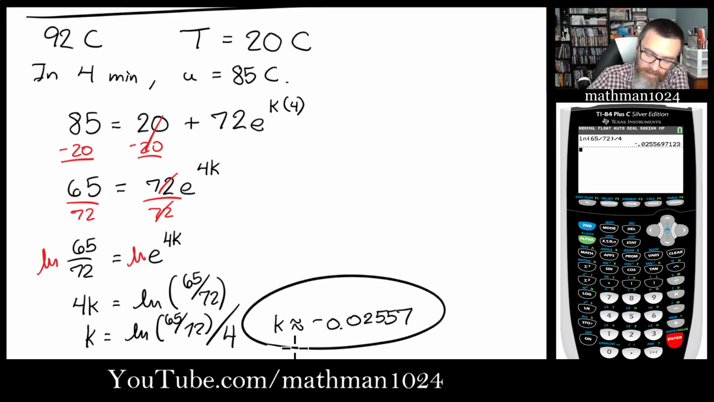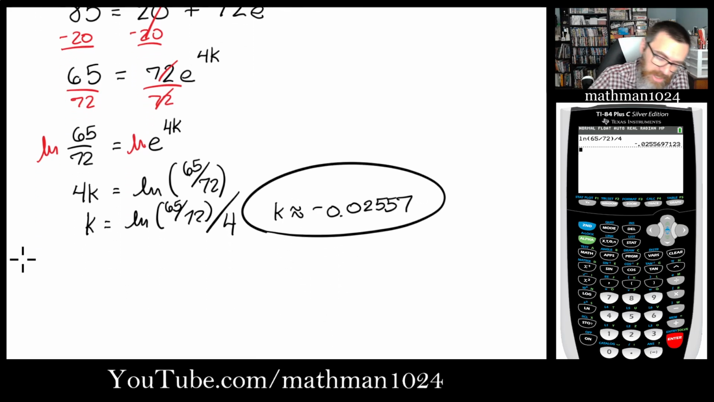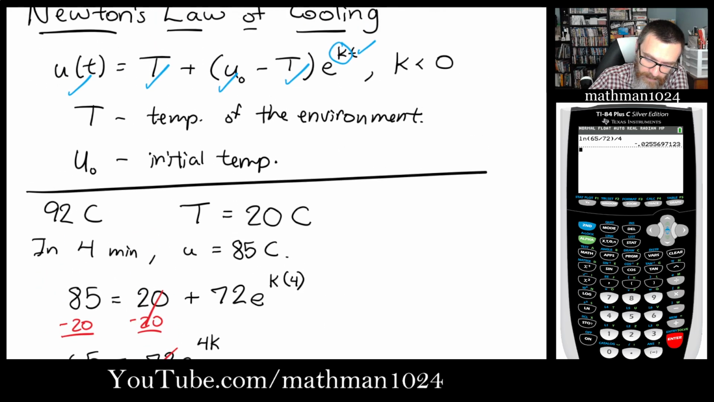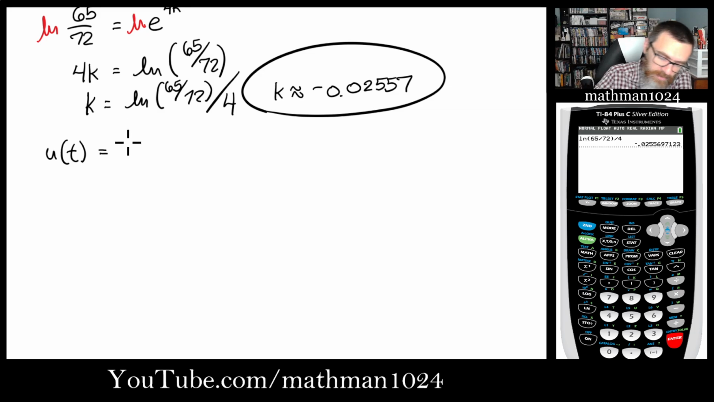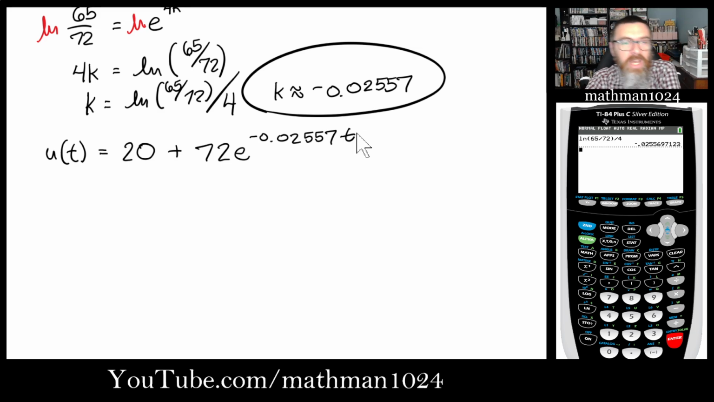0.2557. So that's going to be my k, which means I can now use this to come up with a function for this entire thing. Let's make sure we're not forgetting anything. We start with our T, our environmental temperature. T is 20. We had 72 e, we now know what our k value is, and then we have times t. So this is the formula that will tell us the temperature of the cup of coffee for any point in time from here on out.